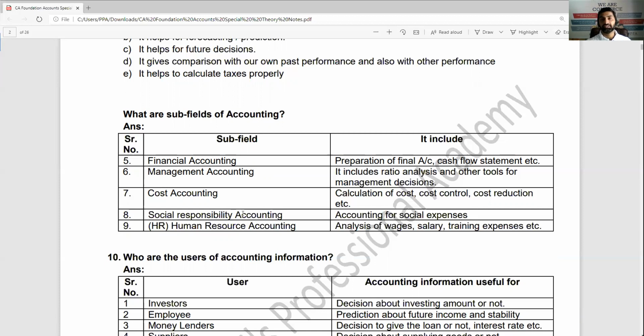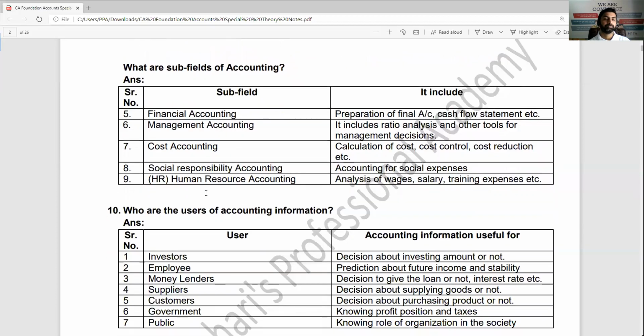HR accounting: how much expenditure we have paid on our human resource, then what is the value of our human resource, which are the different methods or formulae we follow for wages, how much overtime payment is made, and all that is calculated here. So these are different subfields of accounting. That means all these fields need information from the accounts department.